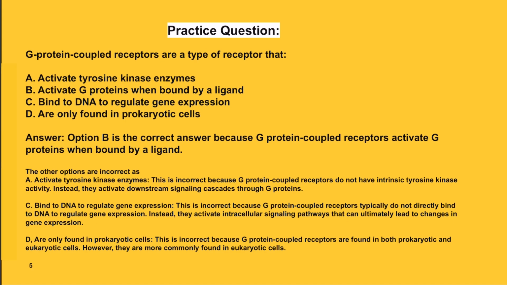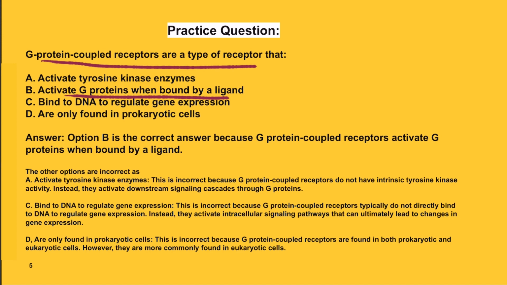Let's go to an example question. G-protein coupled receptors are a type of receptor that blank. A. Activate tyrosine kinase enzymes. B. Activate G proteins when bound by a ligand. C. Bind to DNA to regulate gene expression. Or D. Are only found in prokaryotic cells. Think about which option you think is correct. The correct option is B.